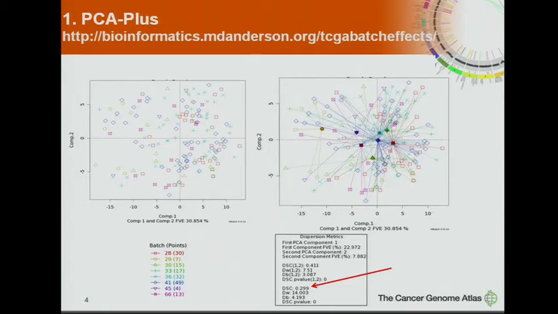We've also introduced a metric called DSC, dispersion separability criterion, that quantifies the differences between these batches. Anything that has a value close to zero is good. Between zero and, let's say, 0.3, it's not too bad. 0.3 to 0.5, you should be somewhat concerned. 0.5 and above, you should be really concerned.